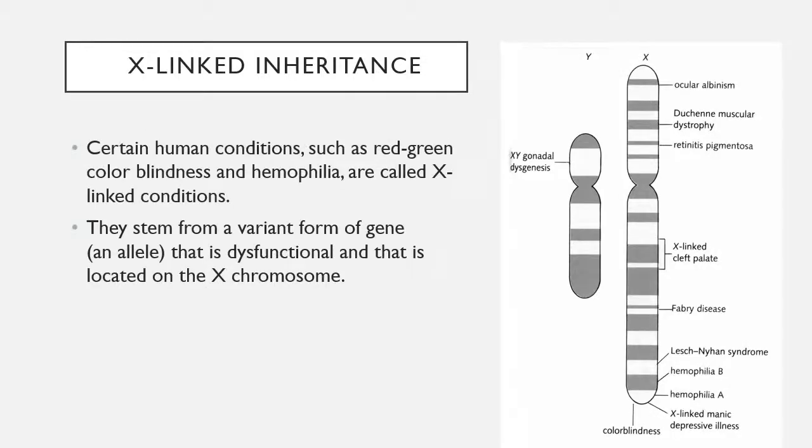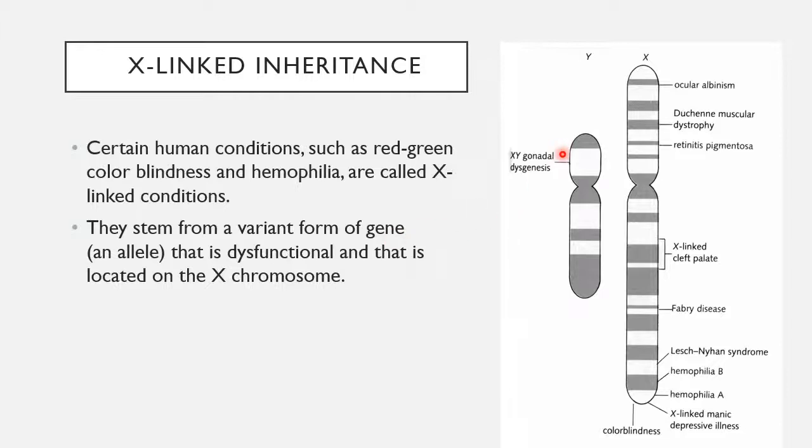Now, certain human conditions, such as red-green color blindness and hemophilia, are called X-linked conditions. And the reason that they are called X-linked conditions is because these alleles, or the gene location where this occurs, is on the X chromosome.